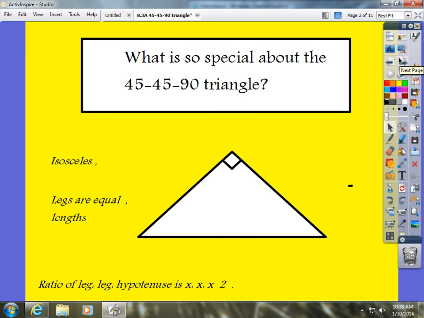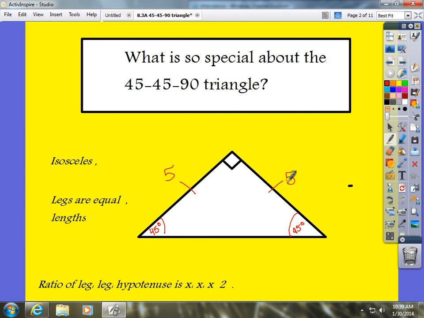Well, for one thing, it's isosceles. The angles are 45 degrees, 45 degrees, and 90 degrees. We have two equal angles, and if you'll remember the isosceles triangle definition, we have two equal sides with two equal angles. Okay, so the legs, these two legs here, are equal in measurement. So if this one's 5, then this one's 5.